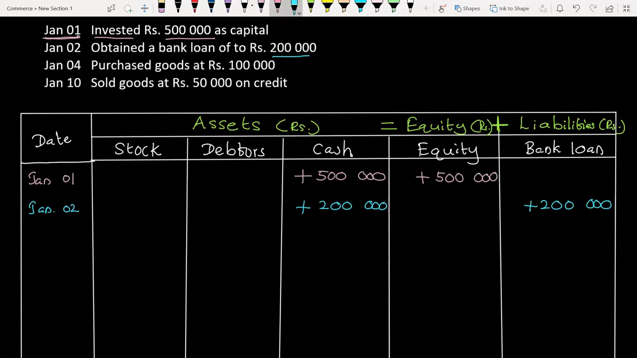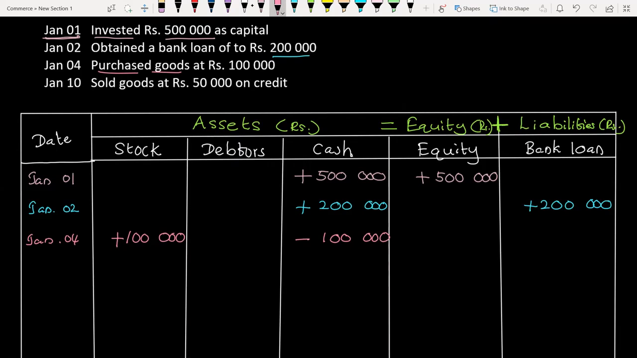Then third transaction, purchase goods, January 4th. Purchase goods means stock increases by 100,000. Here the business has to make a cash payment. Therefore, cash decreases by 100,000.